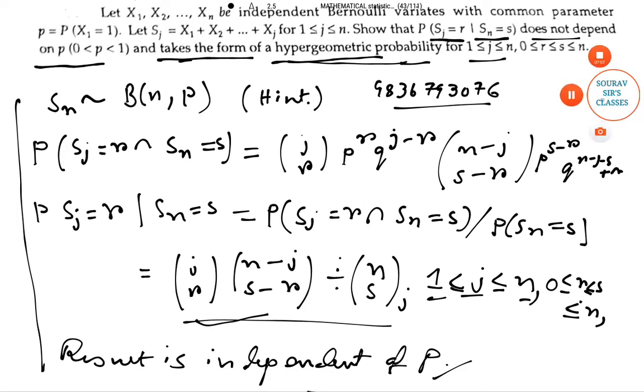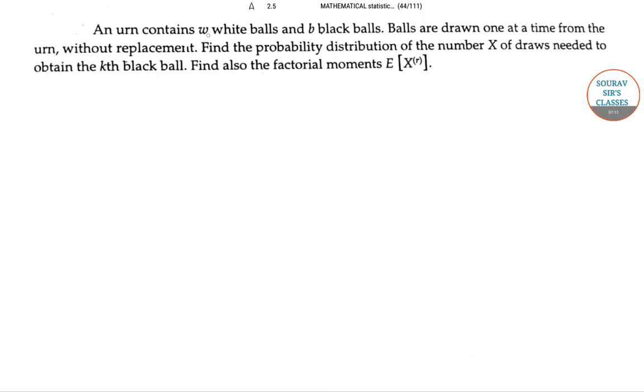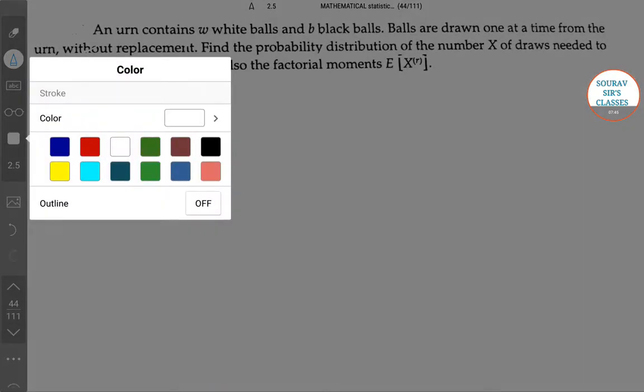So in the next question, it is given that an urn contains W white balls and B black balls. Balls are drawn one at a time from the urn without replacement. Now find the probability distribution of the number capital X of draws needed to obtain the kth black ball. Find also the factorial moments of expectation of X bracket r. So first I'll give you a minute to go through the question, read it a couple of times, so that it will be clear to you what they are actually asking for.